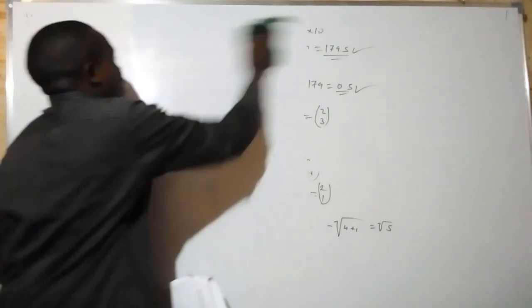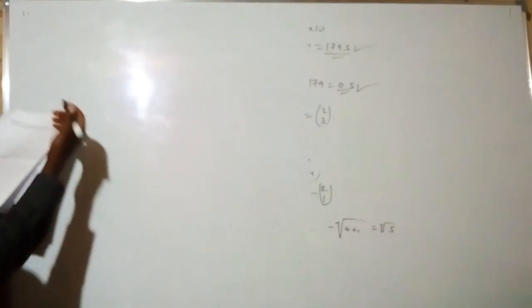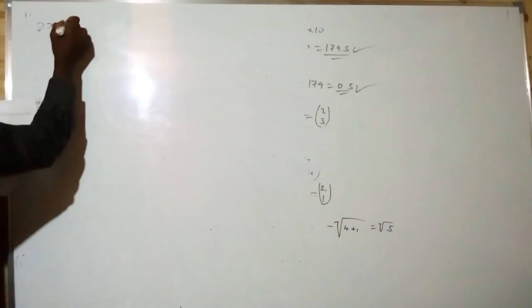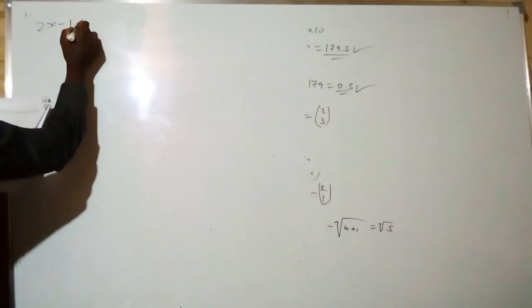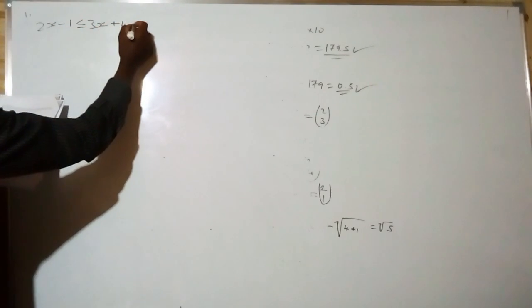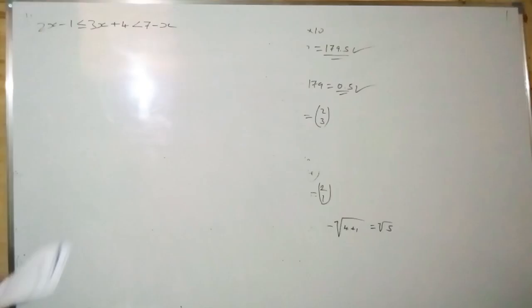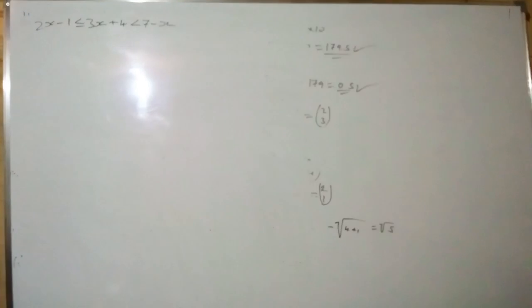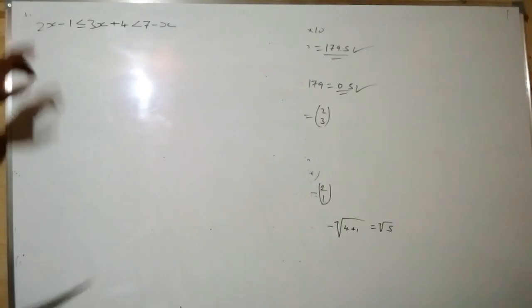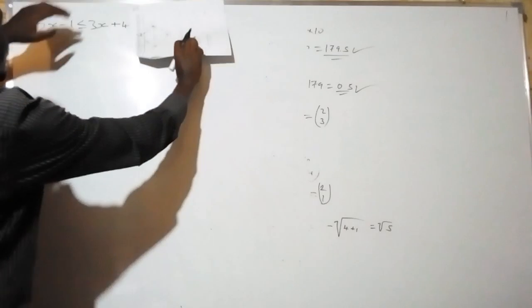We are given that 2x minus 1 less than or equal to 3x plus 4 less than 7 minus x. Here you are supposed to solve the inequality. Here we have two inequalities. This is the first one, and here we have another one there. First of all, you can solve what you have here, and say that 2x minus 1 is less than or equal to 3x plus 4.